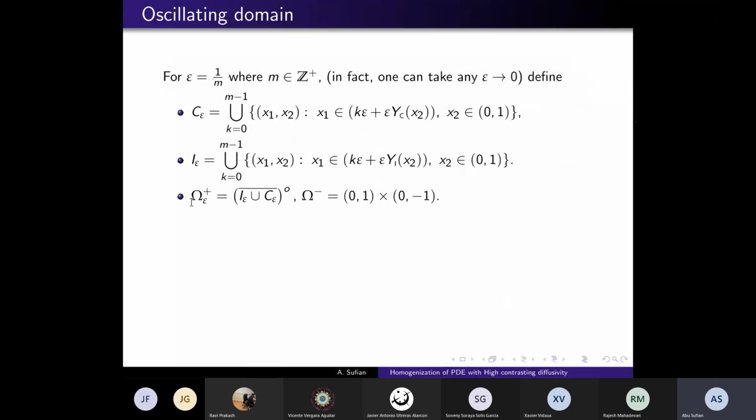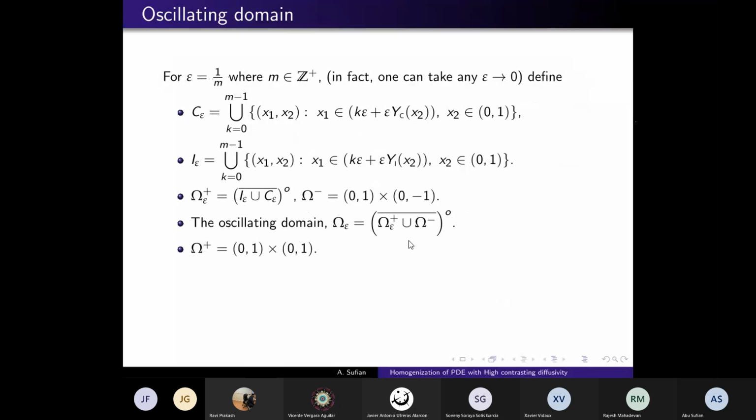So omega epsilon plus is nothing but I epsilon union C epsilon, take the closure and then the interior. Omega minus is the bottom part, the fixed domain. Here there is no oscillation. So omega minus is 0,1 cross 0 to minus 1. And the oscillating domain is the union of your oscillating part and fixed part. That is, omega epsilon is equal to omega epsilon plus union omega minus, take the closure and then the interior.